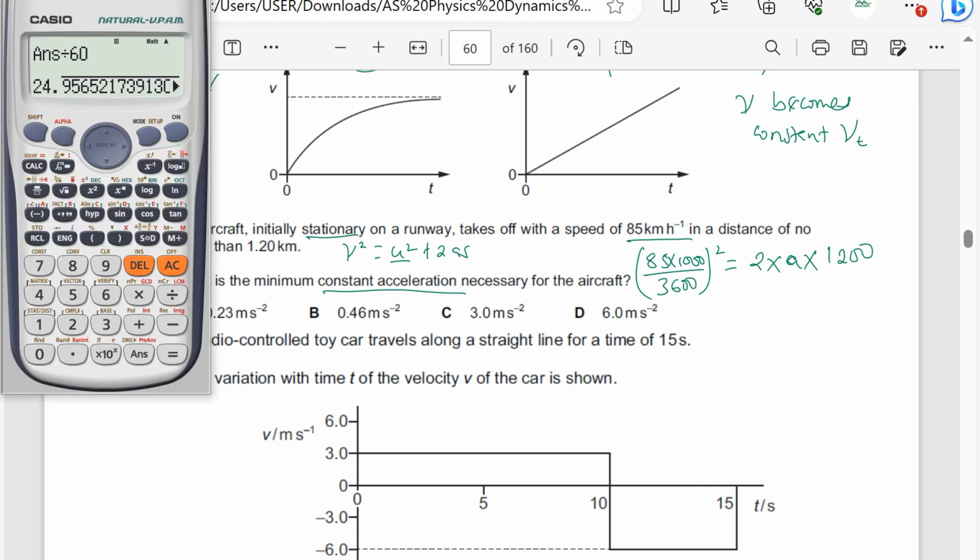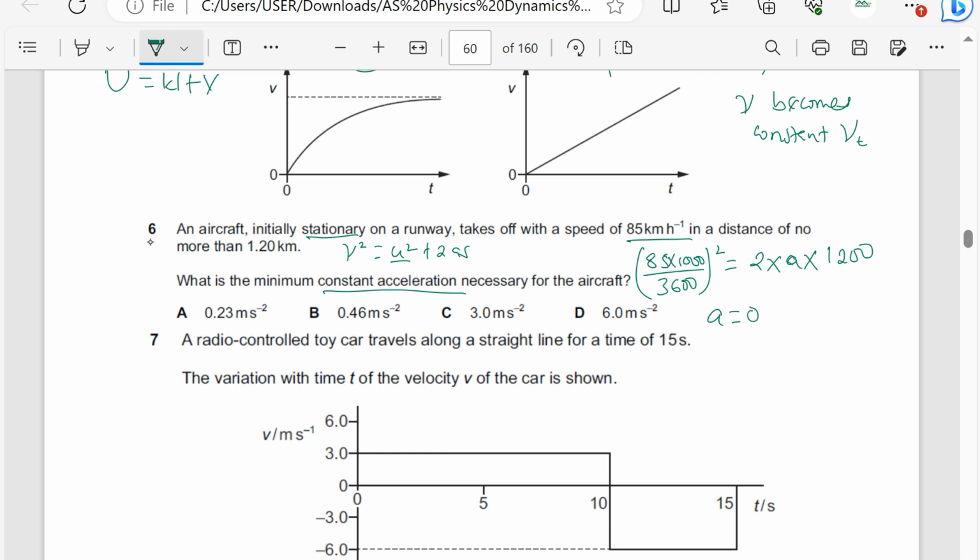Okay, so I'll just find the acceleration here. 85 times 1000 divided by 3600, then, sorry, this is squared, divide by 2 times 1200. So the answer is 0.23. So the acceleration is 0.23. So the answer is A.